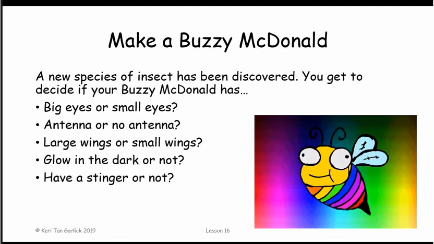So I want you to decide, does your bug have big eyes or small eyes? Does your bug have antenna or no antenna? Does your bug have large wings or small wings? Does your bug glow in the dark? And does your bug have a stinger or not? So you can circle and then you can draw in the characteristics.